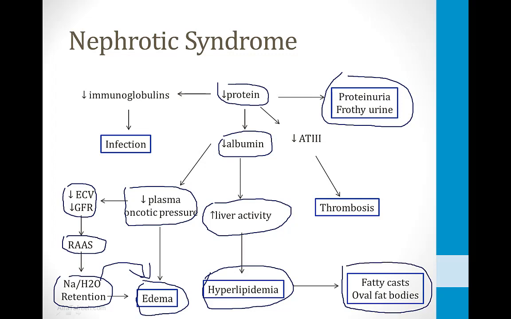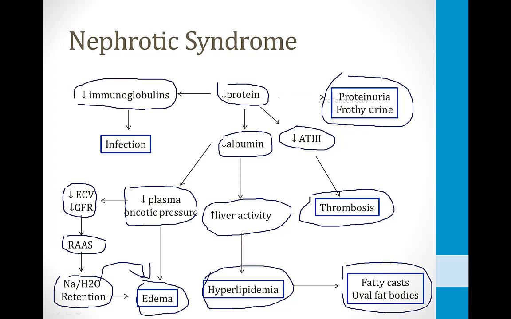In addition, because you're losing protein, you can lose antithrombin 3, which is a clotting factor, and this predisposes patients to thrombosis. So the nephrotic syndrome is a hypercoagulable state, and they love to ask you on your boards about patients with nephrotic syndrome who then get pulmonary embolisms. And the mechanism is the loss of antithrombin 3 in the urine. And then lastly, other proteins that you lose in the urine are immunoglobulins, and this predisposes patients to infections. So some patients with nephrotic syndrome are at increased risk of infections. Make sure you understand this map and how all these things work together.